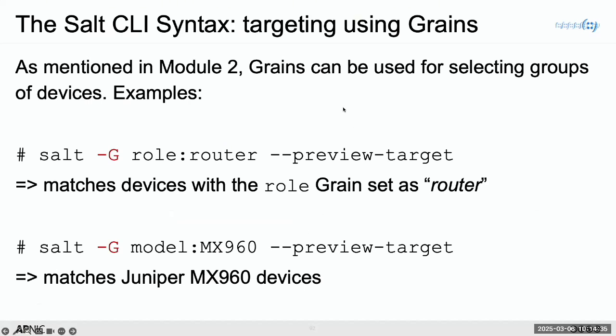Grains can also be used to select groups. We specify -G to select those grains, and then it will select based on the role that we have set for the router. In that case, the example is salt -G, which is grain, and model MX960. So it will match Juniper MX960 devices and then execute the command for those devices only.